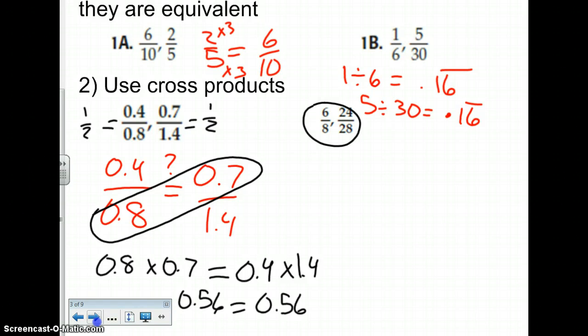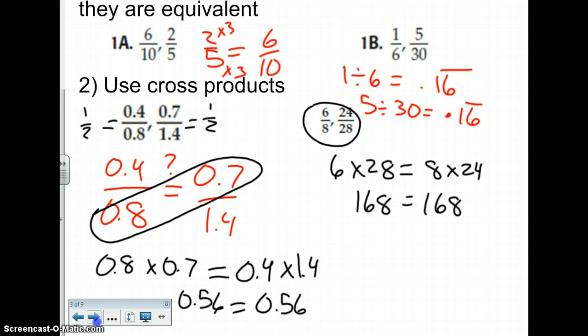Again, with 6/8 and 24/28, it might be easier just to use equivalent fractions and say, well, they are equal. They're both equal to 3/4 or 0.75. If I don't see that, I can go 6 times 28, again multiplying diagonally, and see, is that equal to 8 times 24? And when it's all said and done, we will find out that yes, they do both equal 168. Okay, and again, we might not need to use this with the particular fractions we have, but as we look at other examples, we might find it useful.